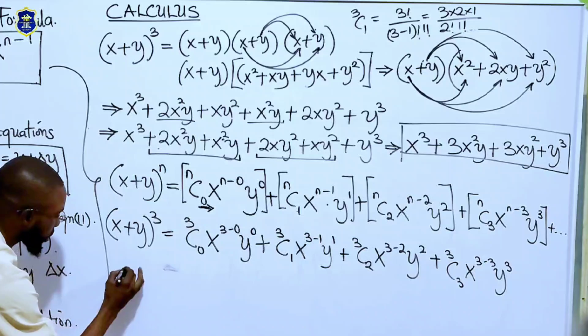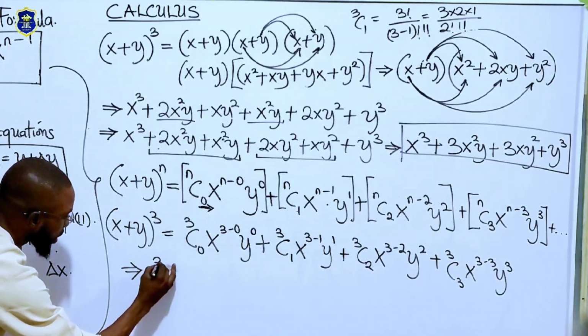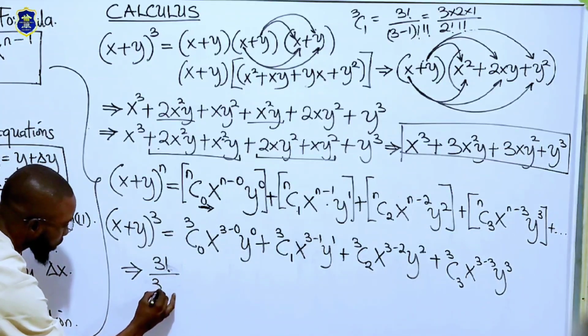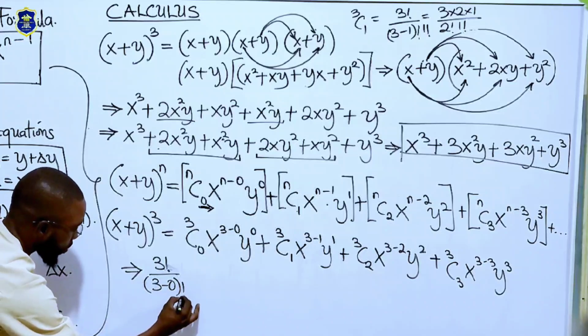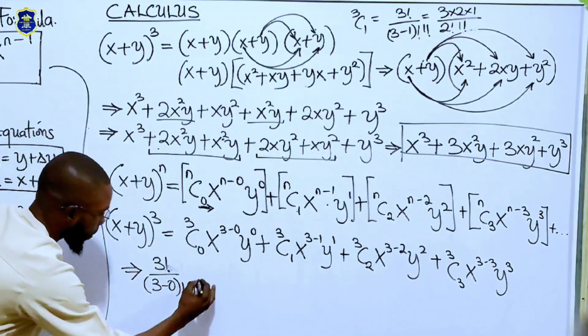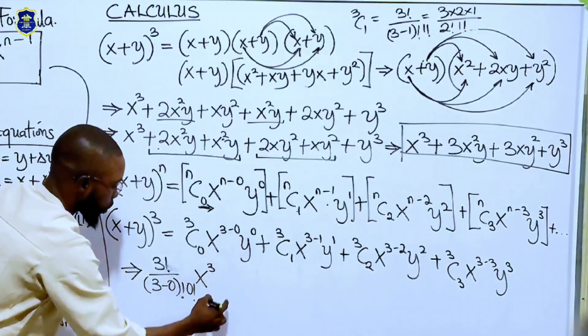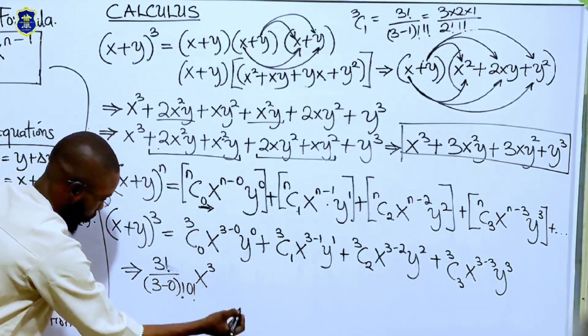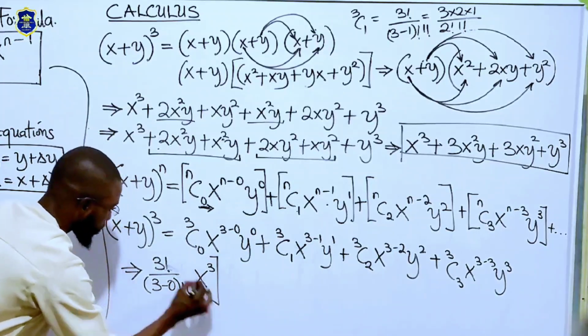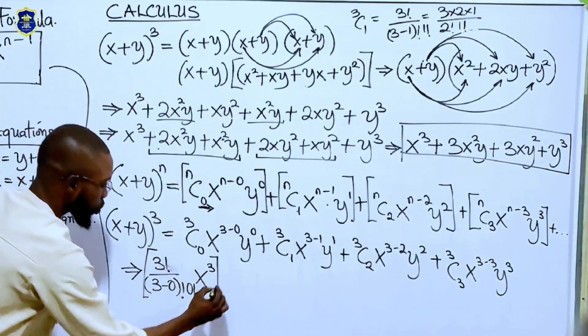The answer to this simply becomes 3 factorial over what? (3 minus 0) factorial, 0 factorial. Then x to the power 3 minus 0, which is 3. Y raised to power of 0 is what? Is 1. And then 1 times that is all the same thing. So we're done with the first one. Alright, let's go to the next.